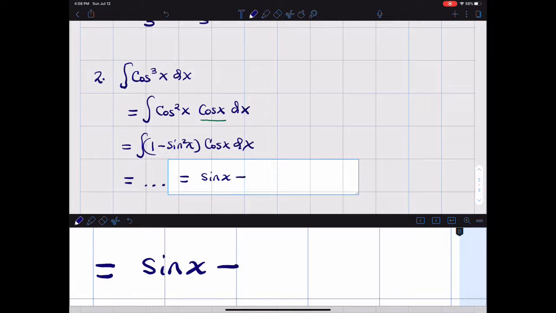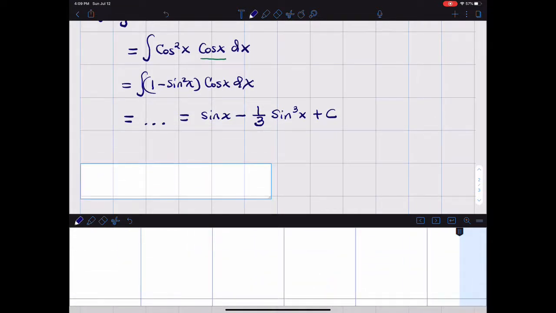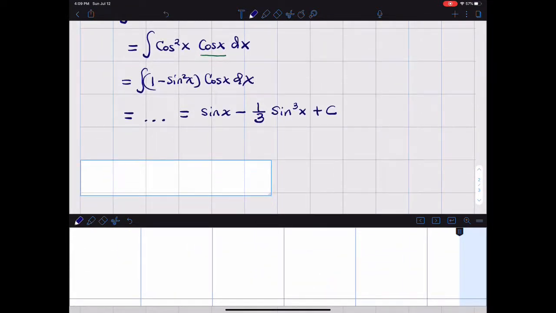Pause. Are you paused? You shouldn't be looking at my answer. All right. Are you back? The answer should be sine x minus 1/3 sine cubed x plus c. At least that's what I got. Check my answer, and tell me in class if it's right or wrong. My hint is that you needed u substitution. Your u should be sine of x. That's the hint. All right, let's keep going.